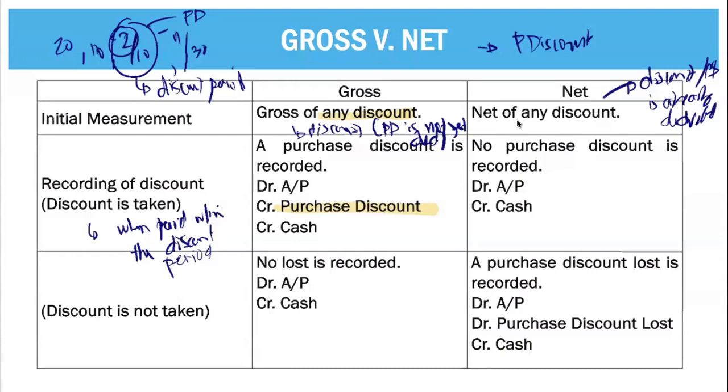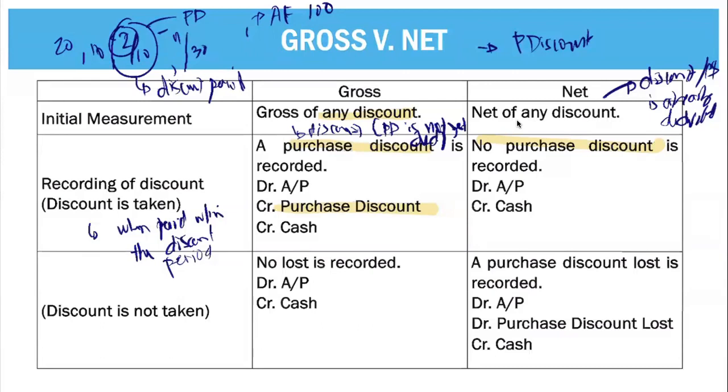So under gross, you credit purchase discount. Under net, you do not record any purchase discount. So here, there is purchase discount. Here, no purchase discount. If you still remember, this is a topic under your AE 100. Again, I just place it here to refresh your memories. I know you already mastered these items. Okay, so under gross, take note, you record a purchase discount when paid within the discount period. Under net method, you do not record any purchase discount.